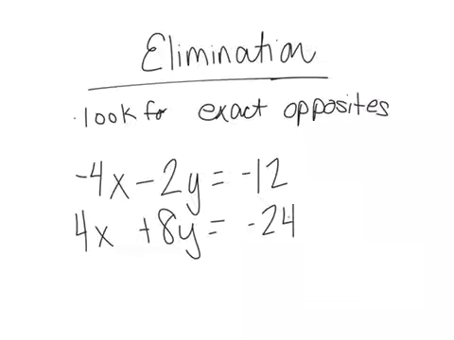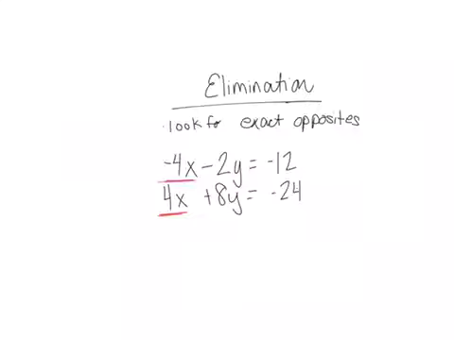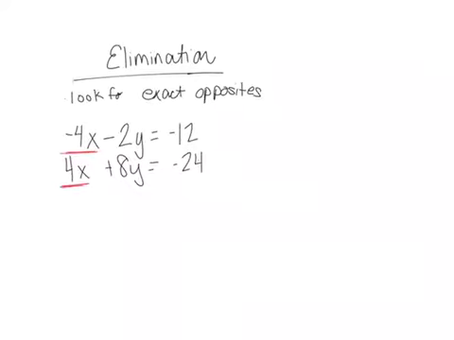The third method that we're going to show is how to use elimination. When you're using elimination, you want to look for coefficients that are exact opposites of each other. I have that here in negative 4x and 4x, so that tells me this is a good candidate for elimination. So since those are set up to cancel already, I'm just going to go ahead and add these two equations together.